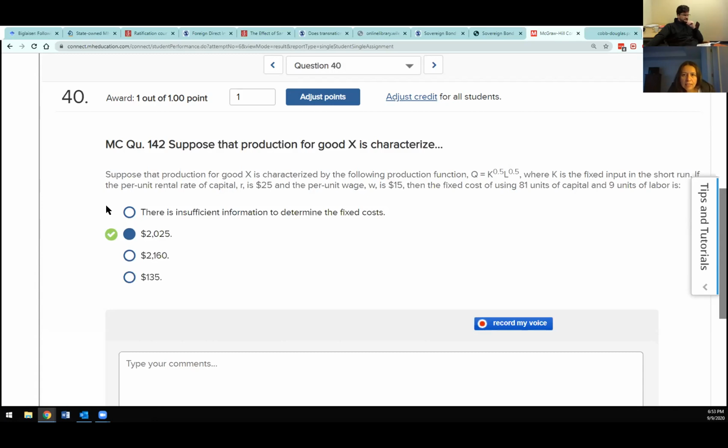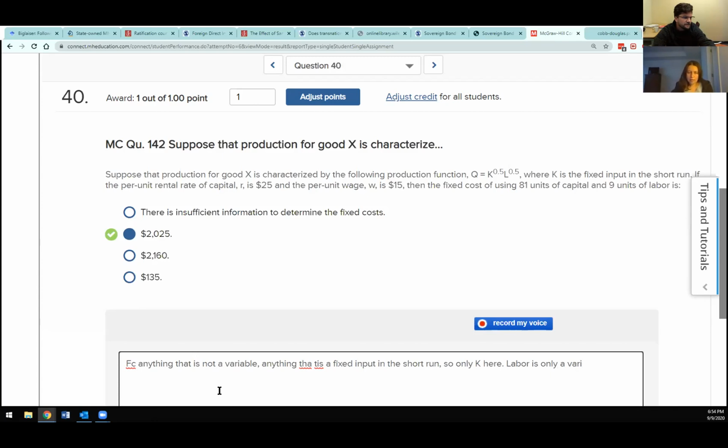Suppose the production for good X is characterized by the following production function where K is fixed input in the short run, the per unit capital rate R. So it's exactly the same stuff. Now it's asked for the fixed cost, and the fixed cost is anything that is a fixed input in the short run. So only capital here. Labor is only a fixed cost when dealing with salaries and contracts. For the most part, it's a variable cost.